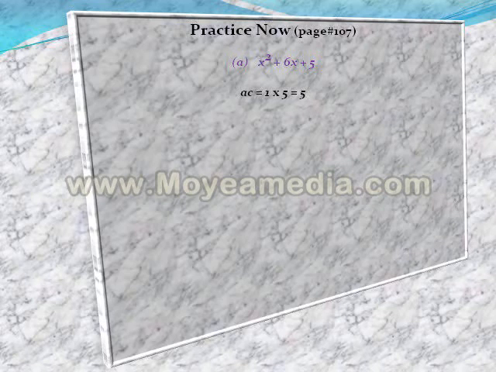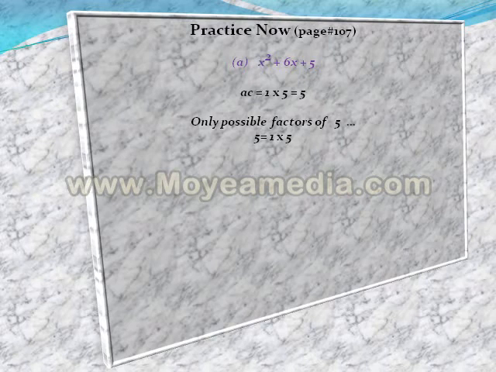Remember, the very first thing I recommended is that we multiply the coefficient of x squared with the constant c. Here the coefficient of x squared is 1 and c is 5. I multiplied these two and I got 5. Now our task is to look for all possible factors of 5. 5 is the product AC.